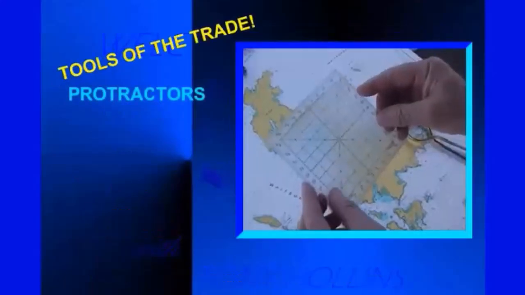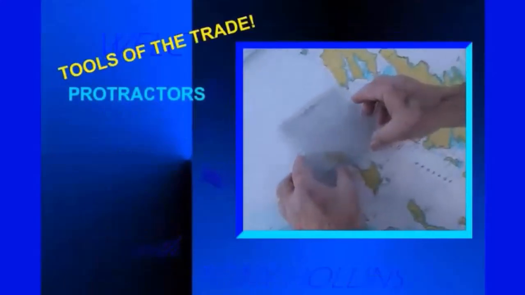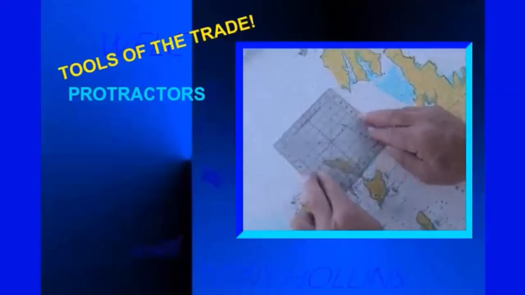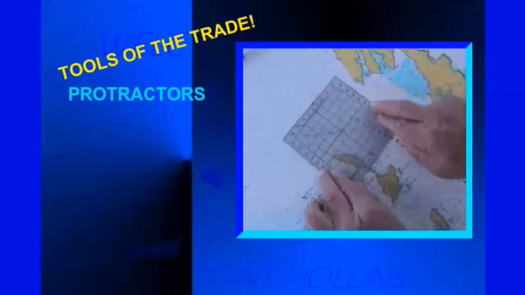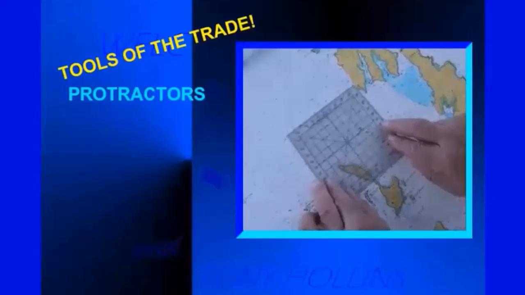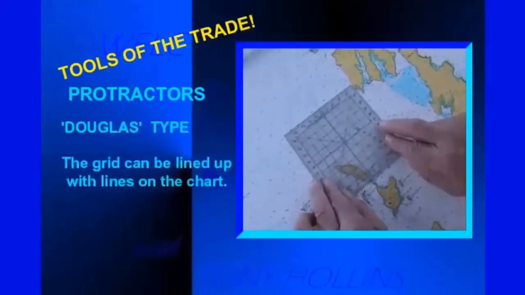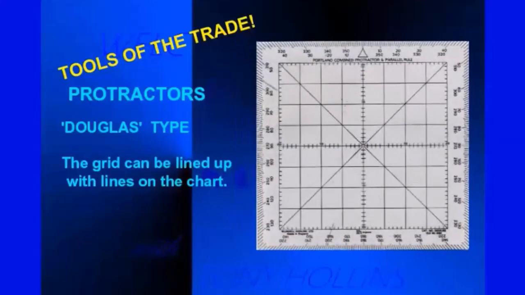You can use the normal round type as you'll get from any stationers, but the better ones are the square navigational protractors, also known as the Douglas protractor. They feature a square grid that can be matched to lines anywhere on the chart. There is a version of the Douglas protractor on the market which has a length of cord attached to the centre of the protractor. This can be laid out in the direction of the required bearing.